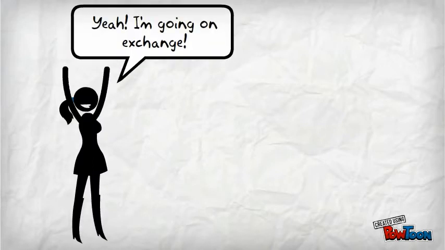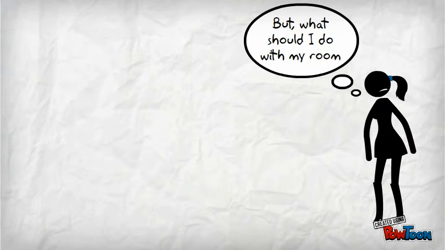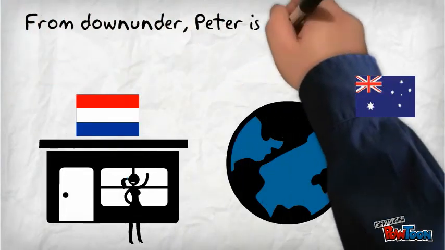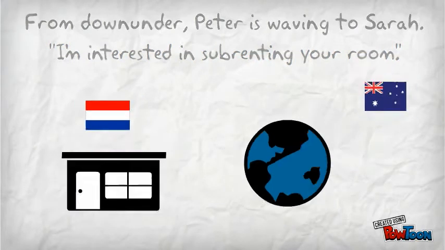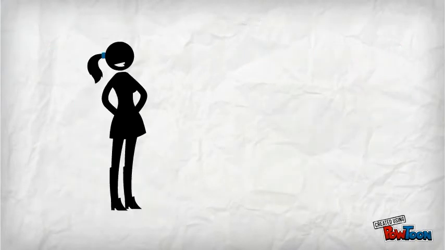Imagine Sarah is going on exchange to Canada. She wants to sublet her room in Tilburg. Peter is an exchange student from Australia and starts studying in Tilburg for the next semester, so he's looking for a temporary room. However, they cannot meet each other in person before Sarah leaves Holland. Sarah wants to be certain nothing will go wrong when she's abroad.